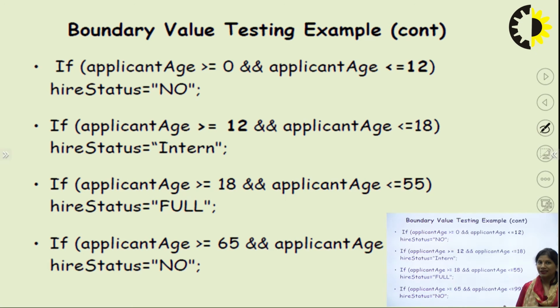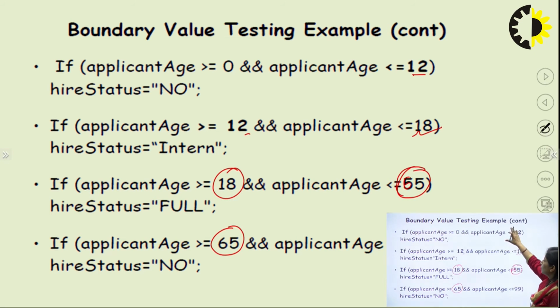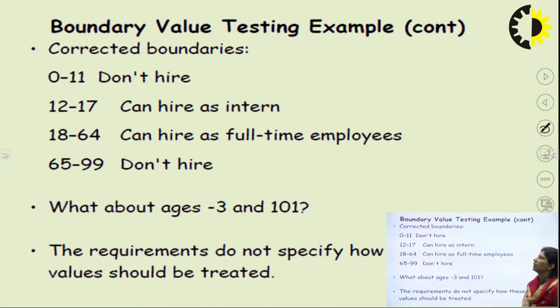Now, the problem is still there. The 12 is included here and here also, and 18 is also included here and here. The same with 65, it's not 55, it's 65, right? It is included here, and it is also included here as 65. Now we have to keep 12 in one class, 18 in another class and 65 in another class. For this, we have to create our corrected boundaries.